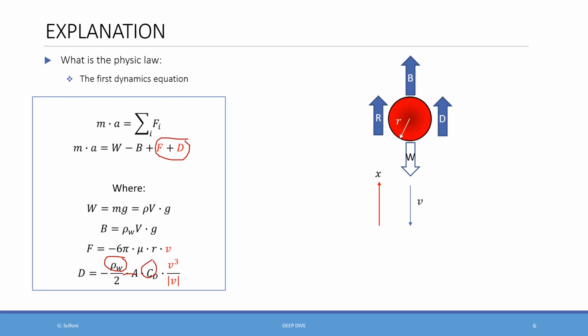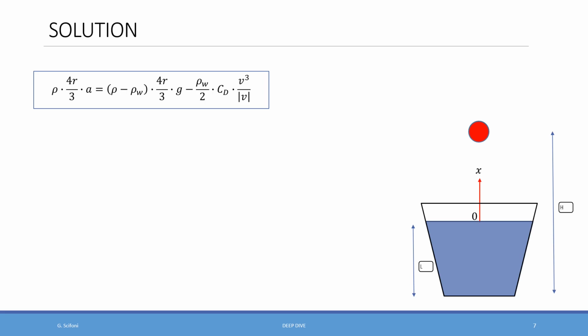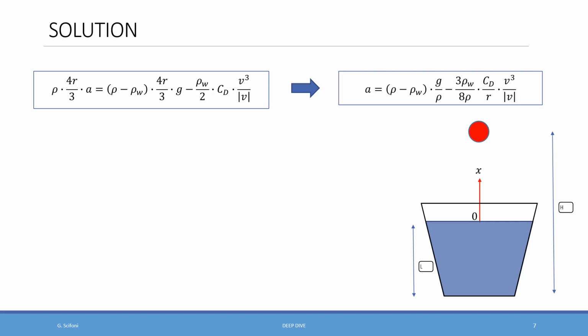If we write the equation by considering that the volume of the sphere is 4/3 pi r cubed, we get this expression, and we can simplify the quantities present on both left and right side, and neglecting the friction in comparison with the drag, since the viscosity of the water is very low, we will get this expression. That is a simplified expression that we solve for acceleration. And now we need to approach a numerical method.